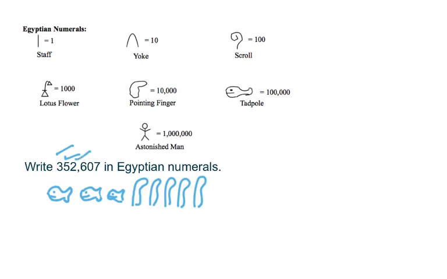350,000. Then we need to look at the single thousands. That's 2,000. That'd be 2 lotus flowers.